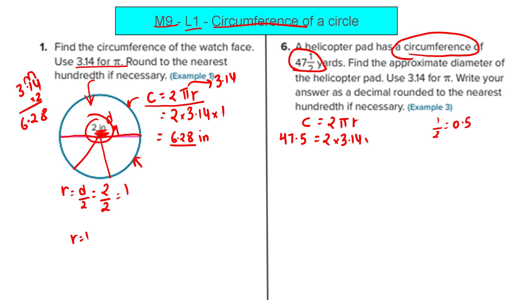3.14 times r. Now see, the radius is not given here, right? What does he want in the question? He said find the diameter. Now remember, the diameter is double of radius. Diameter is double of radius. Now if I can find the radius from here, I will double it and I will get the diameter. So this will become 47.5 equals 2 times 3.14, which is 6.28, like the last question, times r.